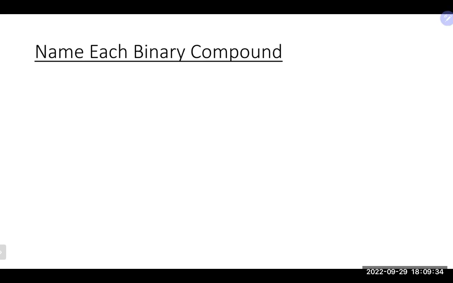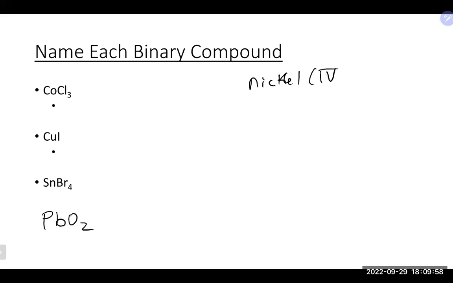All right, so why don't we do some here? Let's give names to these. PbO2, we'll add to the list there. Let's do NiCl4, nickel chloride.